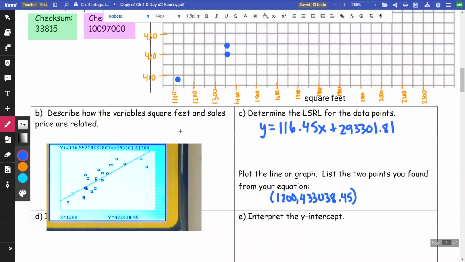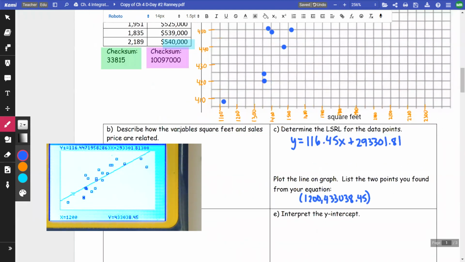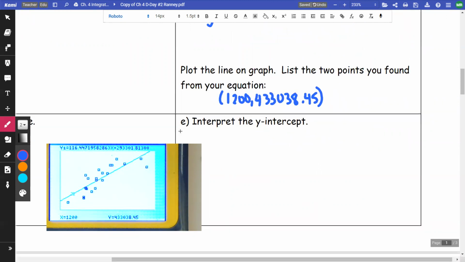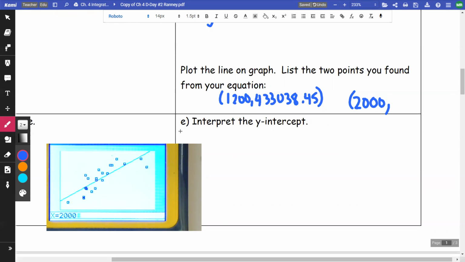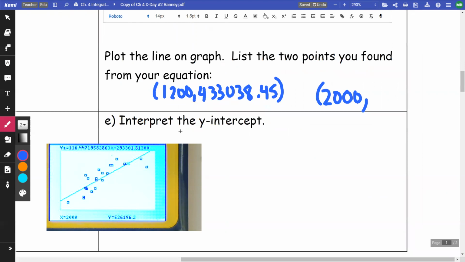So let's say I do maybe 2,000. I'm going to hit second and the trace button one more time. I'm going to hit value and put 2,000 in. And it's going to give me that Y value: 526,196.2. Okay, so those 2 points I'm going to plot.